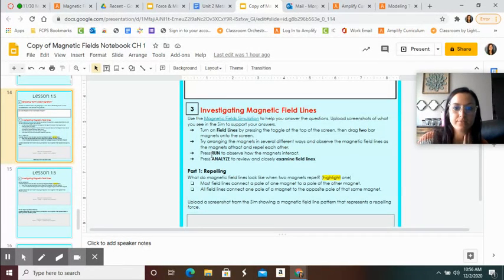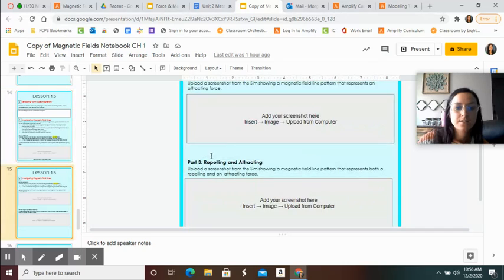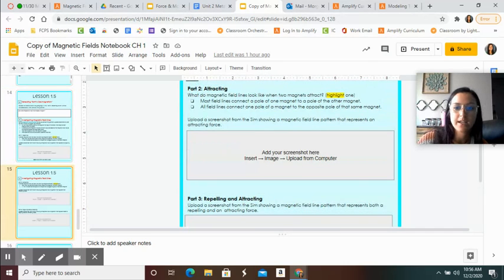And so for the first part, repelling, you're going to want to highlight which of those has the best option for what those magnetic field lines look like when they repel. And then when you get to slide 15, you're going to do the 2 other scenarios, so attracting and, like I said, repelling and attracting. And the attracting has another question, so you're going to want to highlight which one matches the best option for what those magnetic field lines look like when they're attracting.